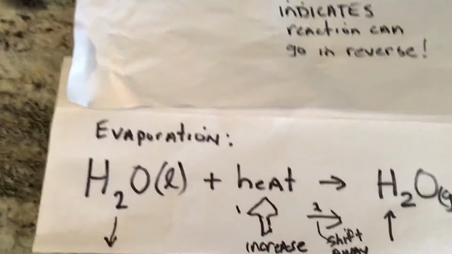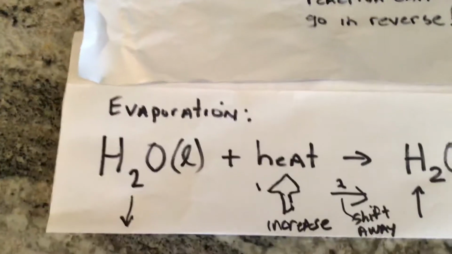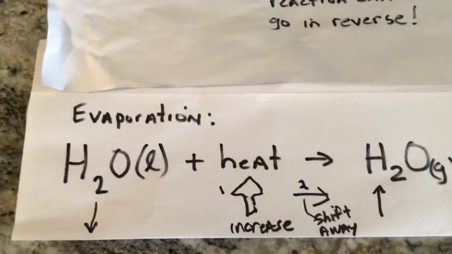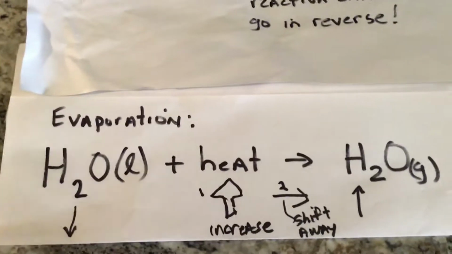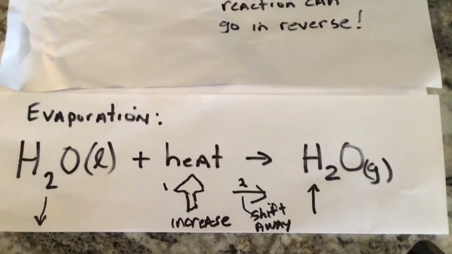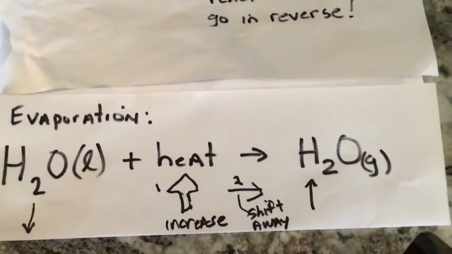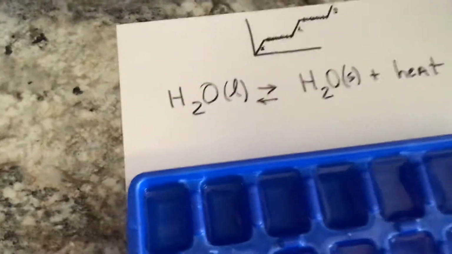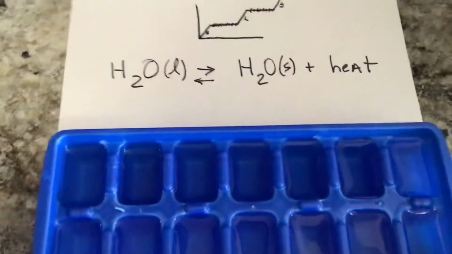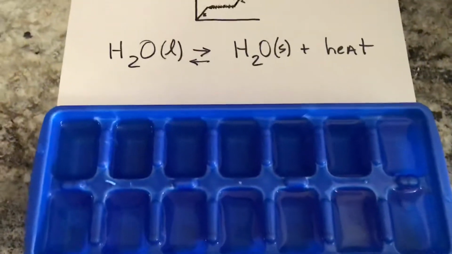So just take a step back from this and ask, does it make sense that if you add more heat to liquid water, you get gaseous water? It does make sense, all right? Now we're going to look at another equilibrium here with water, and this is going to be an issue of how do I make ice?